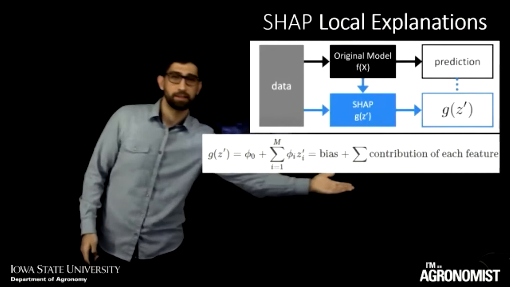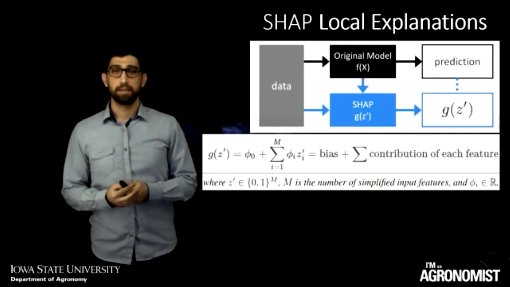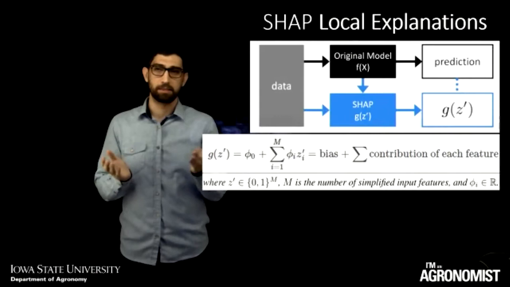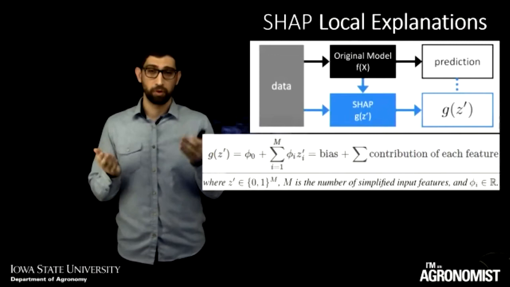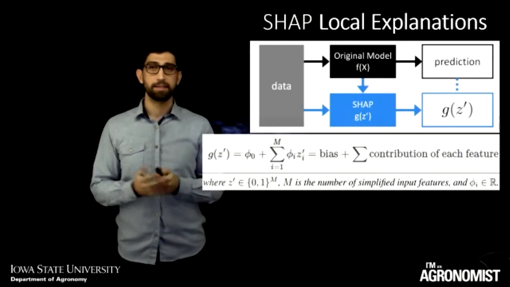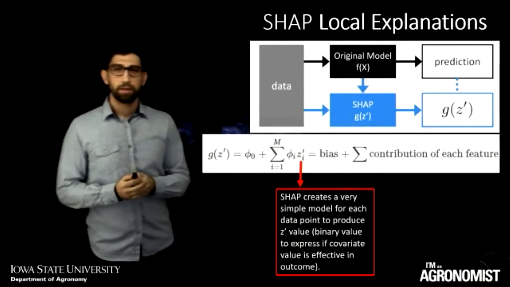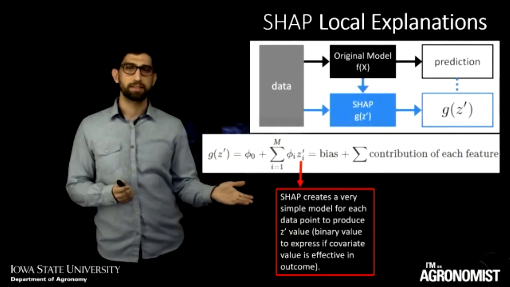And z is either zero or one, depending on whether that covariate or data value makes any difference in the outcome. If it doesn't make any difference, it is basically zero. If it does, it is the binary value one. And M is the number of simplified input features, and phi i is the importance. We'll get to it. So this model is a local surrogate model of the original model. And this z i, like I said, is created through a simple model, and it is a binary value.